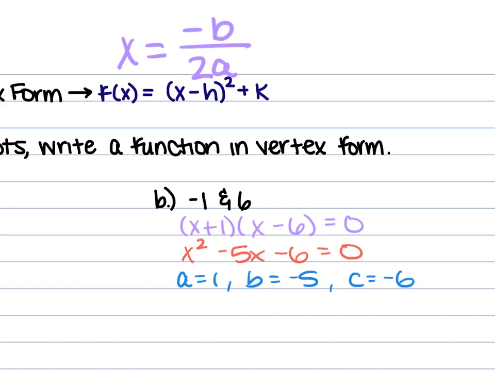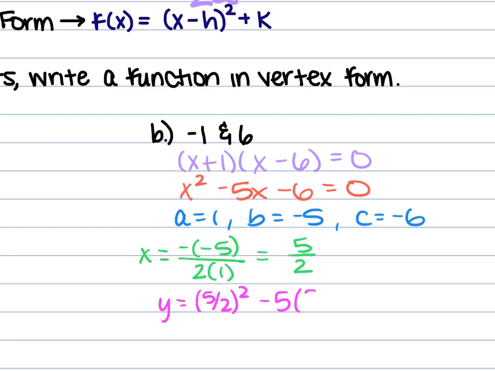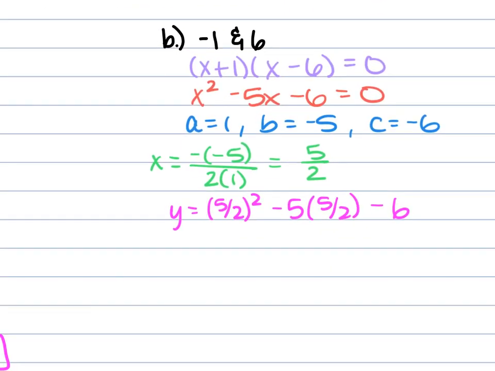So use your x is equal to negative b over 2 times a. So x is equal to negative times negative 5 over 2 times 1, which is 5 over 2. Now that you have your x, plug it in, solve for y. So y is equal to x squared, so 5 over 2 squared minus 5 times 5 over 2 minus 6. This is going to give us y is equal to 25 over 4 minus 25 over 2 minus 6.